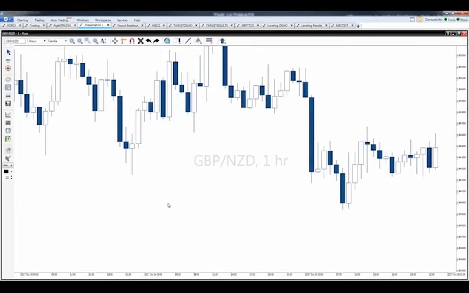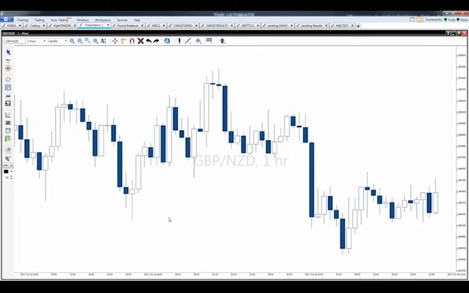And again, I know this is basic for a lot of you. Hang tight. We'll get into more advanced stuff here in a minute. What we're looking at here is the Great British Pound, New Zealand Dollar. We're just trading one currency versus another.